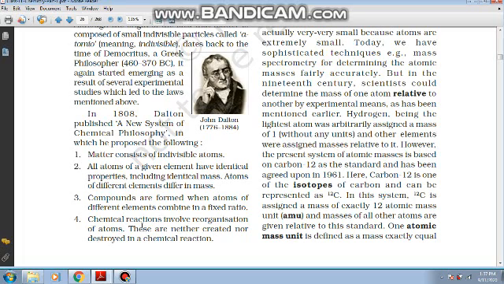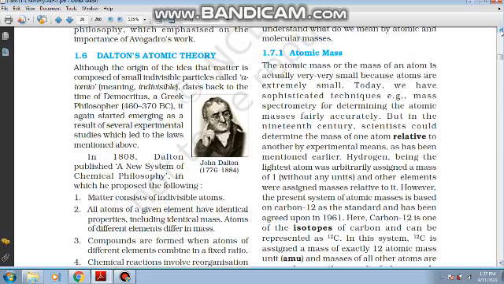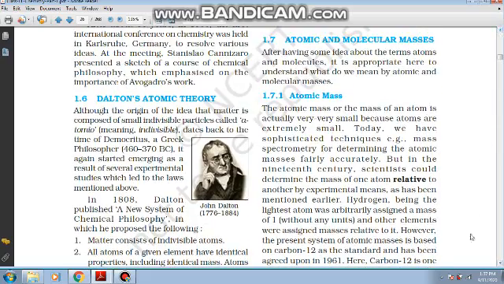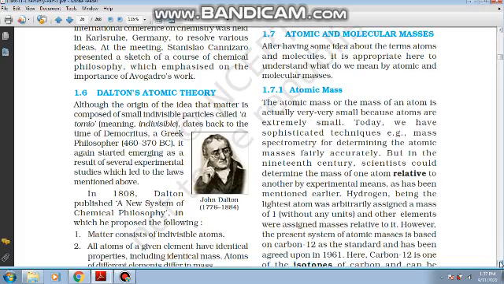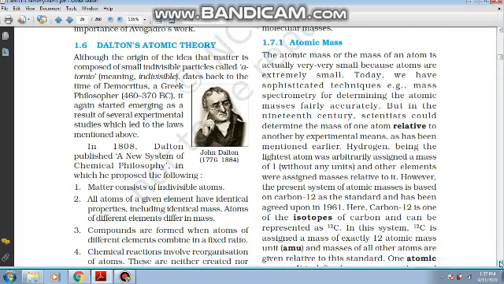Also, he said that chemical reactions do not involve any making or destroying of substance. In fact, they involve only the rearrangement of atoms of the elements. Now, after this, we should know about the atomic mass and molecular mass. Atomic mass is the mass of any atom as compared to the mass of carbon-12.